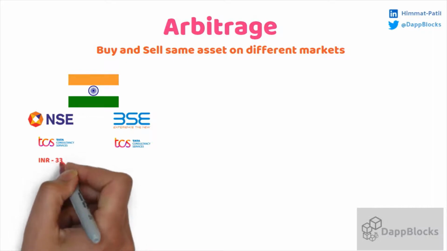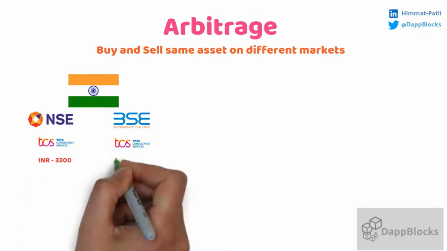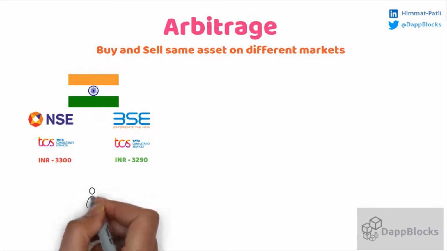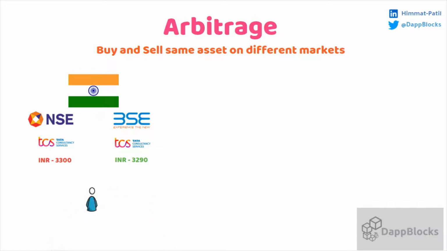Example, the price of TCS is 3300 on NSE and 3290 on BSE. Then there is an arbitrage opportunity. Traders buy stock in bulk quantity on the BSE and sell the same on the NSE and gain 10 rupees profit per share. We can develop this arbitrage bot across all asset classes. For stocks, you can use Brokers API. Today, we will see how to develop such a bot on crypto decentralized exchanges.